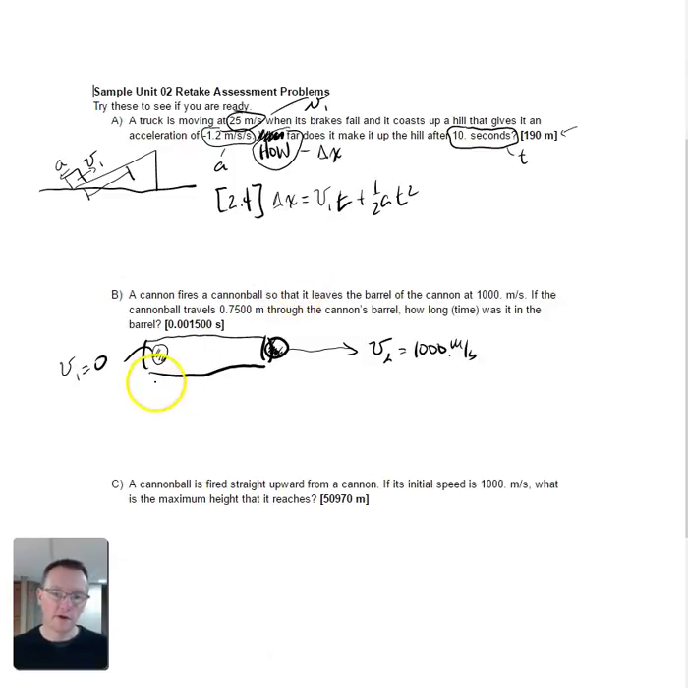It does tell you, however, that it moves a distance, that's your delta x, of 0.7500 meters. And it doesn't really tell you anything else other than the fact that it wants the time that it was accelerated. So we're looking for a delta t here. There we go. We don't know that.